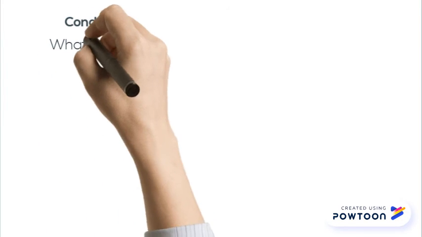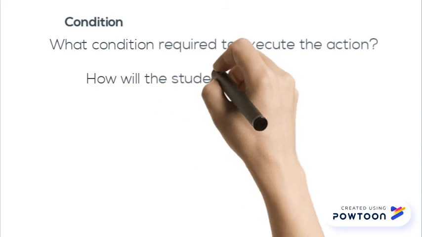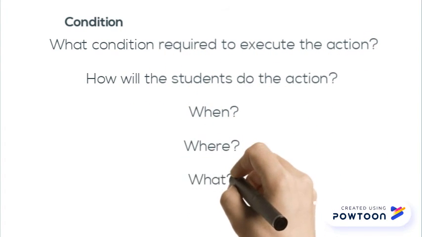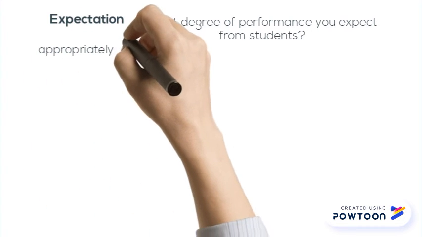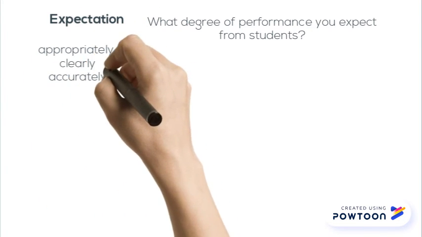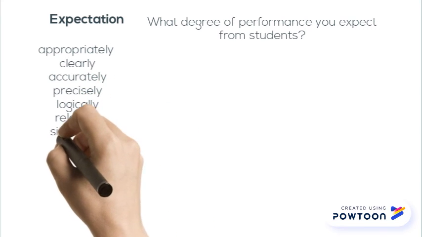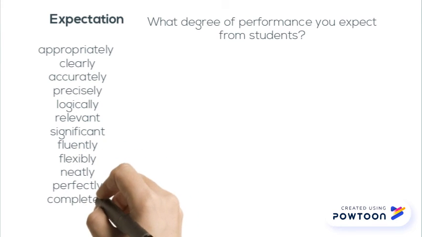The condition answers the question, how will the students do the action? These are the parameters needed to execute the actions required. Expectation describes the quality of performance. These might include appropriateness, clarity, accuracy, precision, logic, relevance, significance, fluency, flexibility, and many others.